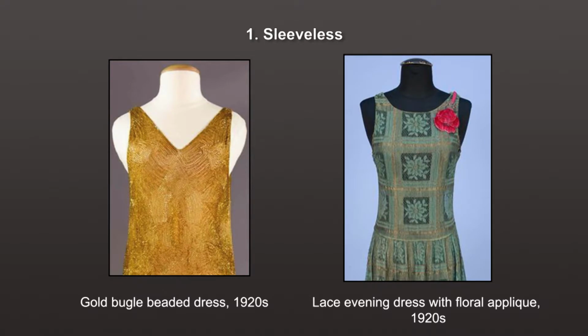The next image shows a 1920s lace evening dress with a floral applique, in totally contrasting color. It is a sleeveless green and gold metallic lace having floral block motifs. The lower skirt is of jade green silk chamois appliqued with velvet poppies.